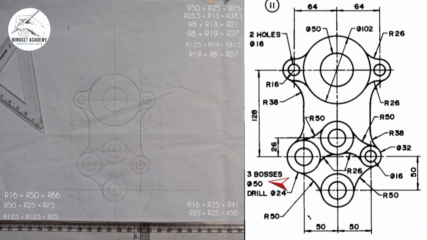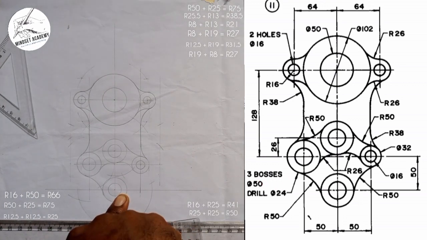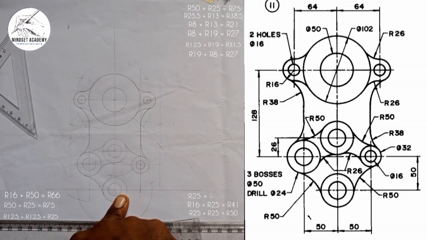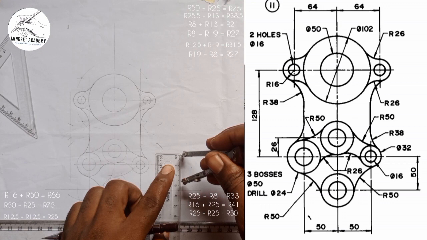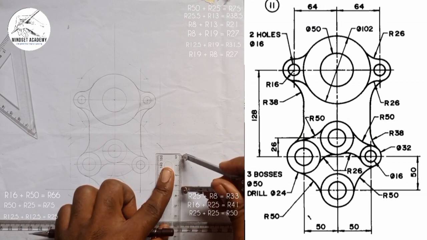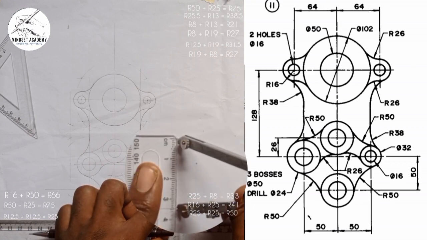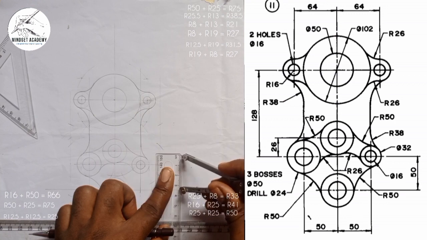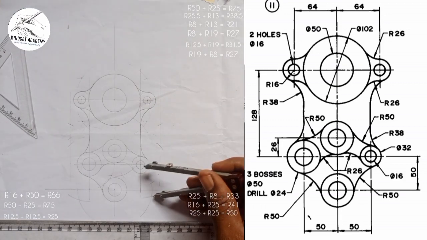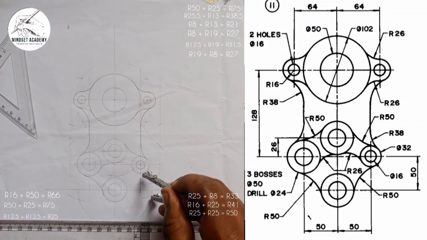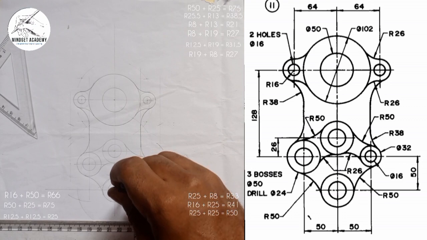You can see that. Then the other one, we have 25 plus 8, that will give us 33. So I'll measure 33. This is 30, 33 here. And I'll place it at this point here. I'll strike an arc here. This is it. So I'll come here to get this arc here. I'll connect these two together.